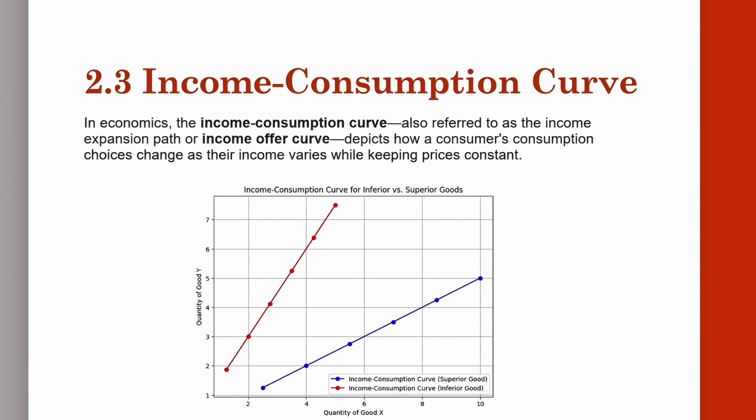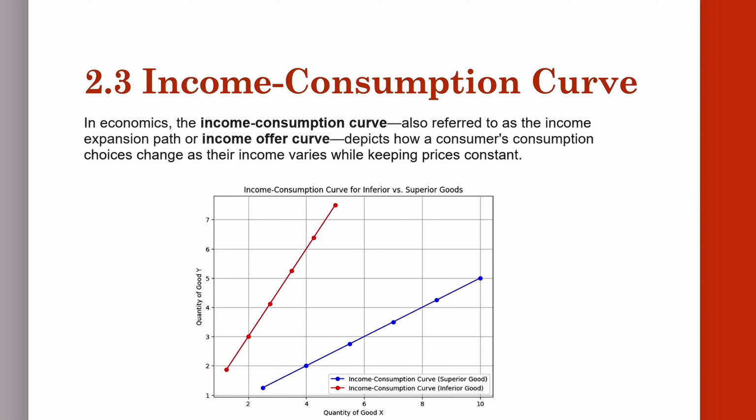As your income increases, you can afford better quality and greater variety, maybe switching from instant noodles to fresh meals, or from a simple t-shirt to branded wear. Each point on the ICC represents a new consumer equilibrium, where a higher budget allows for more satisfaction.